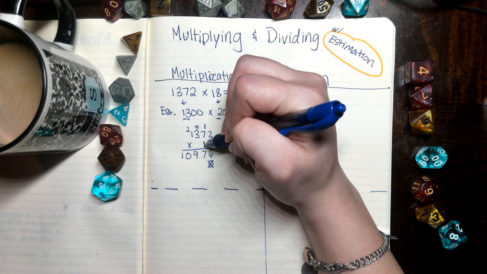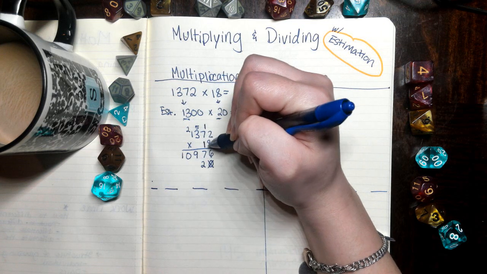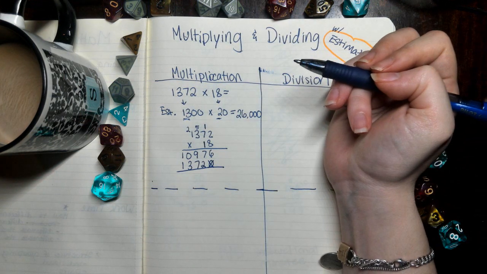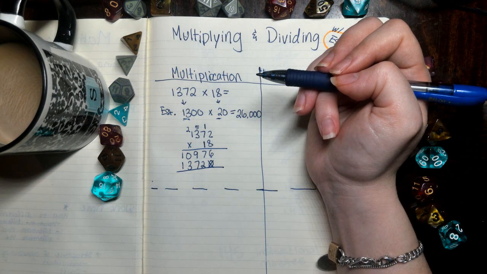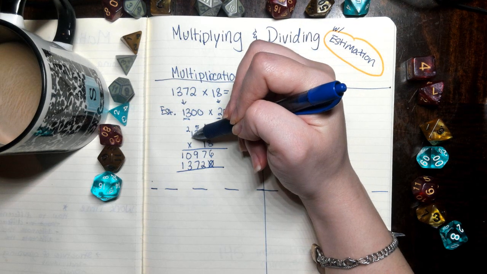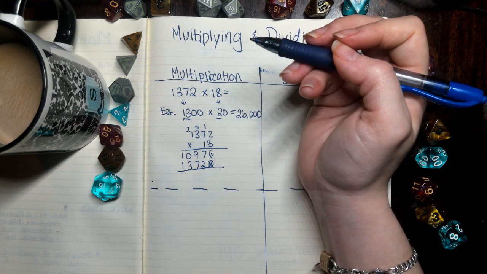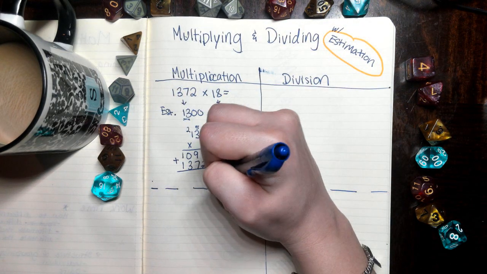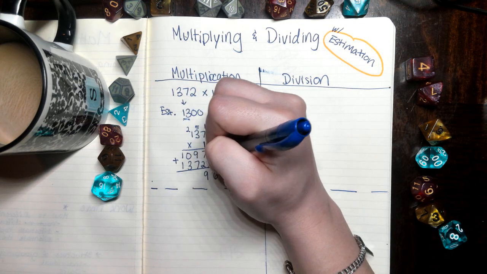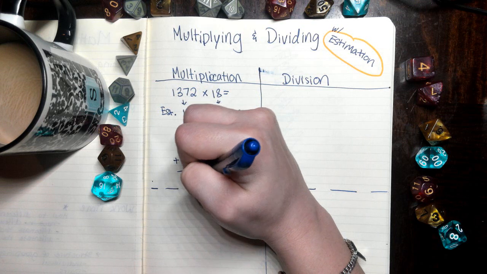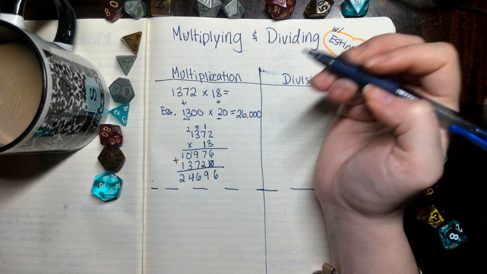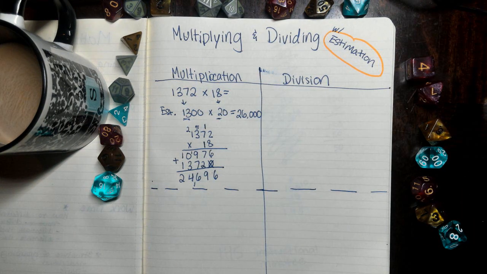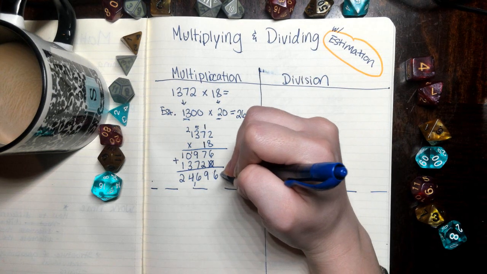Alright, now we just simply multiply it out. 1 times 2, 2, 7, 3, and 1. Easy enough. You just get 13,720 because that's what 10 times 1,372 is, right? You just add a 0 onto the end. You already knew that. Okay, add it all up. 6, 9, 16. And we get 24,696.